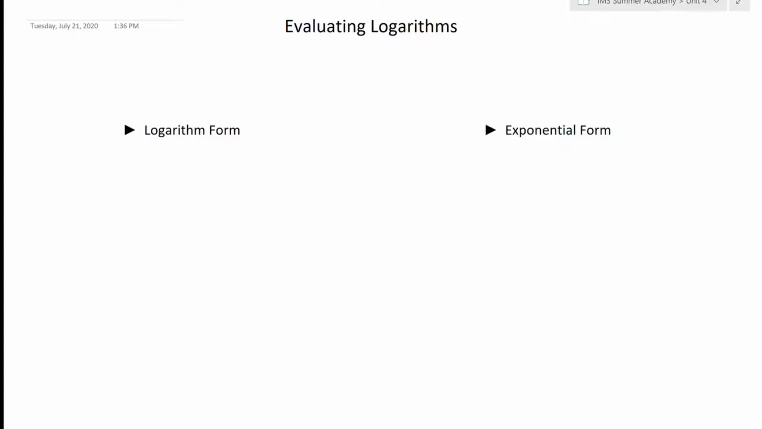When we're evaluating logarithms, there's two different forms. There's logarithmic form and there's exponential form. Now log form looks like this, where you've got a log with a base of b of y equals x. Now what we can use is something called down and diagonal.